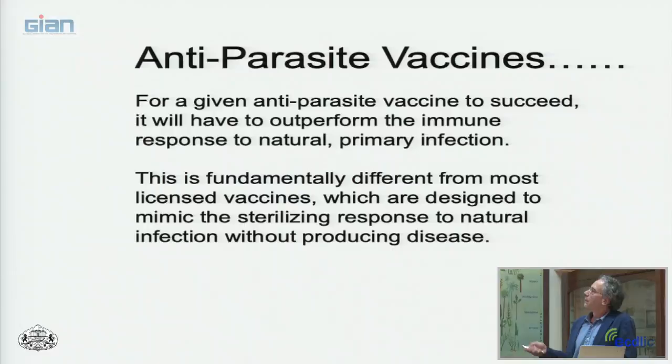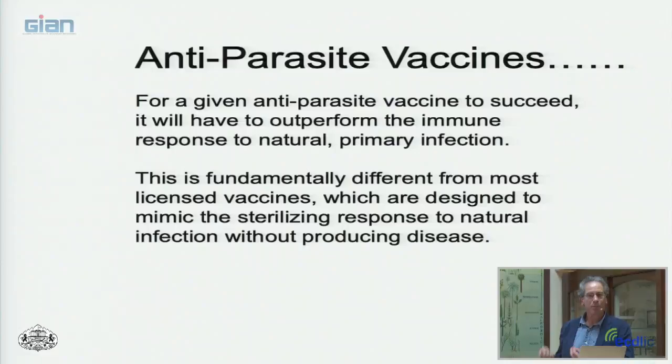So we're going to end with where we started about vaccines, anti-parasite vaccines, so we don't have any. And I'm going to pose this question or this point that perhaps explains why we don't yet have any vaccines against these parasites. For a given anti-parasite vaccine to succeed, it will have to outperform the immune response to natural primary infection. So the immune response to natural infection is not so good. It doesn't lead to sterile immunity. We've just been talking about all of these parasites produce chronic infection. They somehow evade immunity. So a vaccine is going to have to do better than the natural immune response.